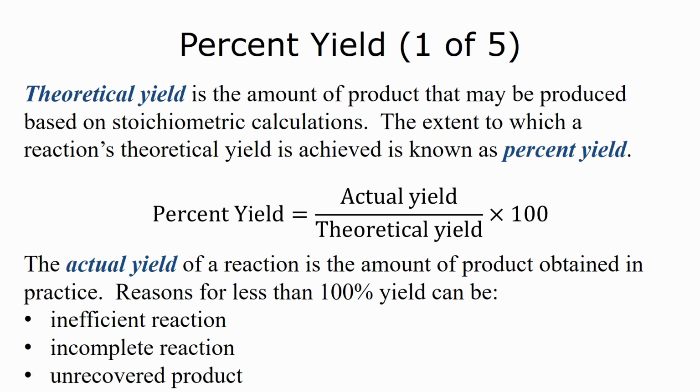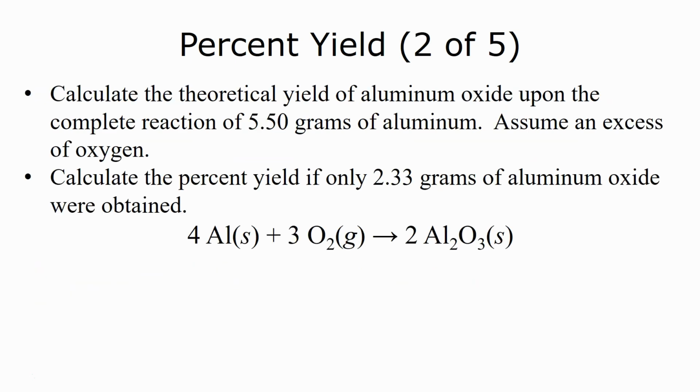In this example, we're asked to calculate the theoretical yield of aluminum oxide upon complete reaction of 5.50 grams of aluminum, assuming an excess of oxygen. Once we have the theoretical yield, we're asked to calculate the percent yield if only 2.33 grams of aluminum oxide were obtained. Now, we haven't been given the theoretical yield. We're going to have to calculate that based on the 5.50 grams of aluminum we've been given.